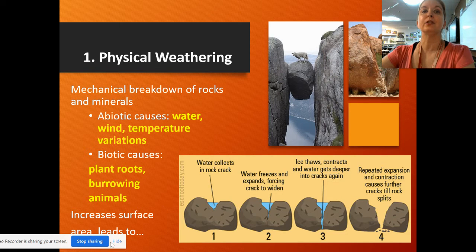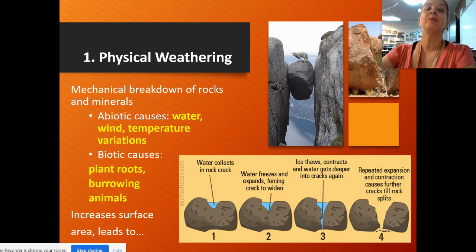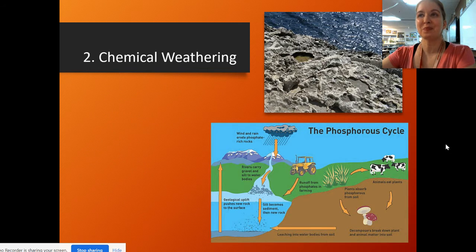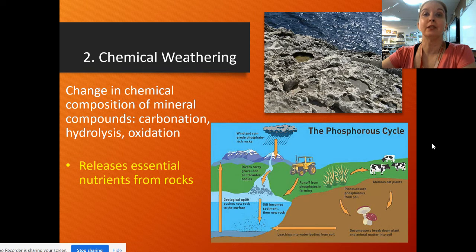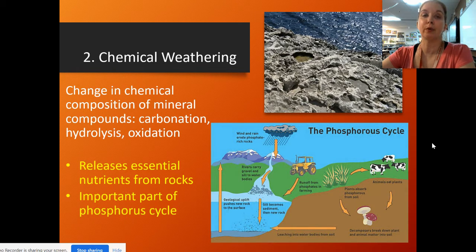And this will increase the surface area, which will lead to chemical weathering. So this is the change in chemical composition of mineral compounds, whether it's through carbonation, hydrolysis, oxidation, any chemical process that is going to change what's up with the rocks. So here's an example. It releases essential nutrients from rocks. It's a huge important part of the phosphorus cycle. Remember, phosphorus goes from soil and rocks to water and back again. There's no atmospheric stage to the phosphorus cycle.